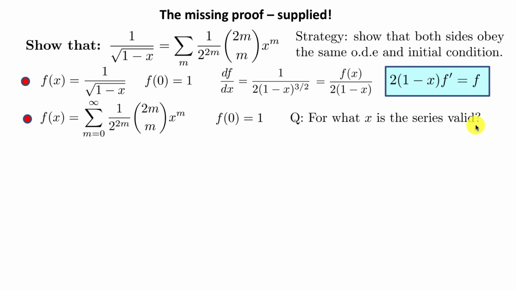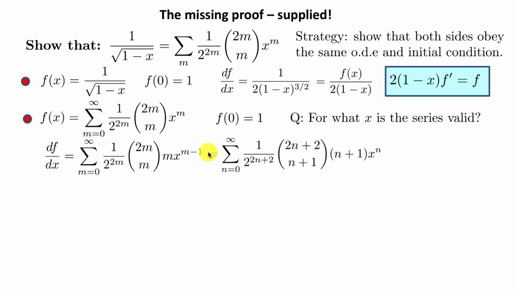For now, let me just take the derivative as I did before, df by dx, which is obviously this. When I differentiate x to the m, I get m x to the m minus 1. And now I'm going to call m minus 1 as n. So instead of summing over m, I sum over n. And in that case, m becomes n plus 1. I then have a summation over this.